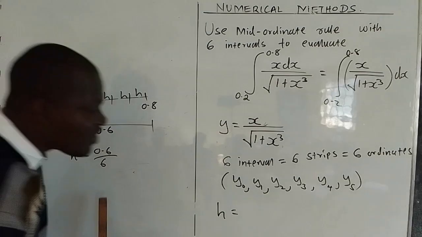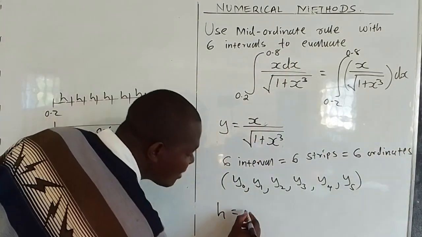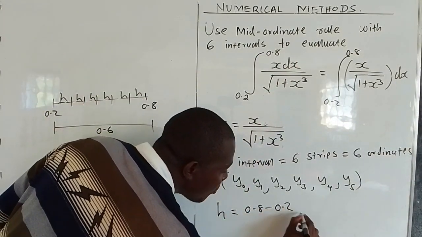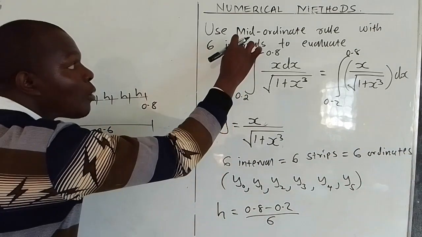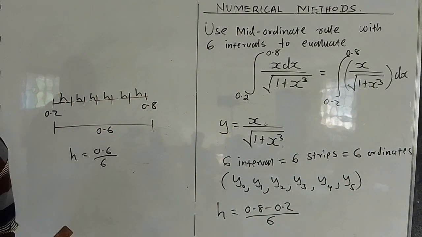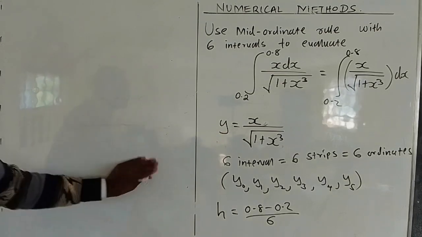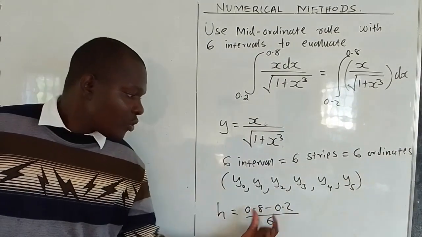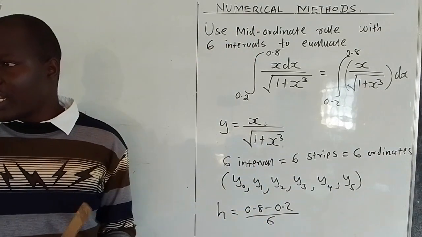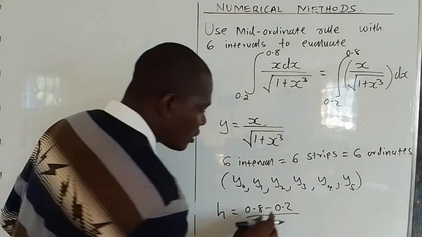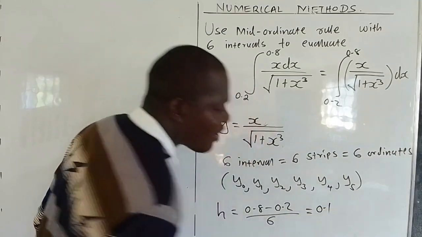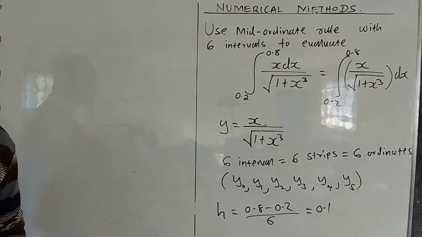So we've seen H is what? 0.8 minus 0.2 divided into 6 equal parts or 6 equal intervals. Are we together? Yes. So the whole width is 0.8 minus 0.2, then divided into 6 equal intervals. Then you get what? 0.1, meaning each and every interval is going to be 0.1.